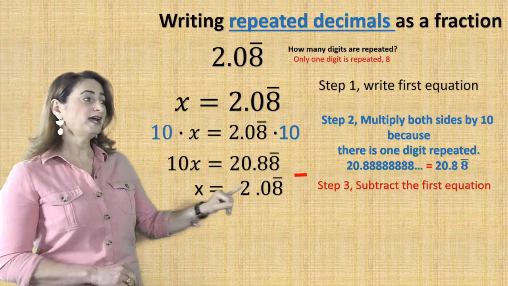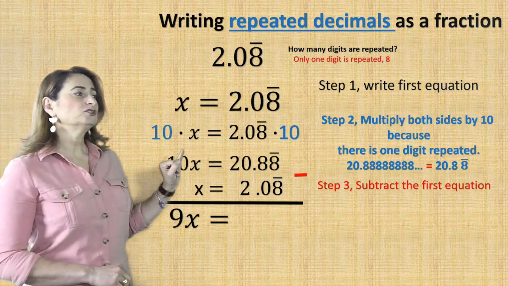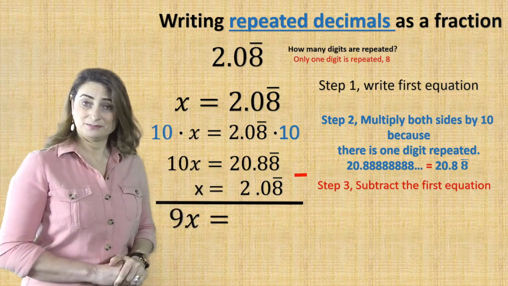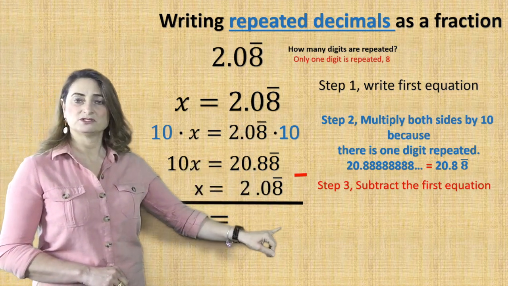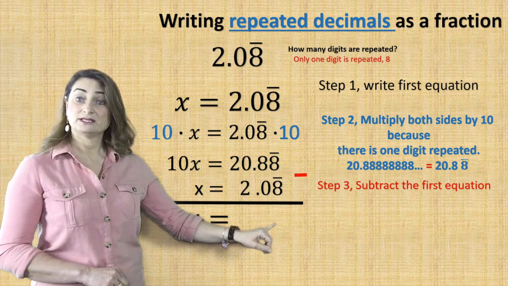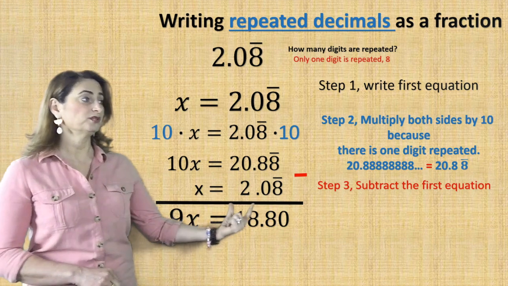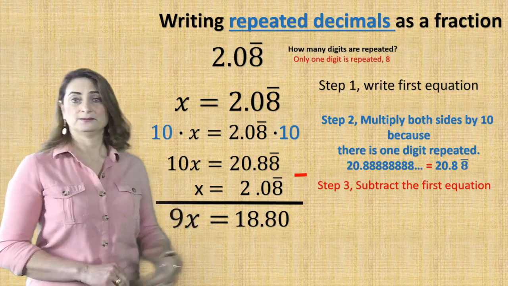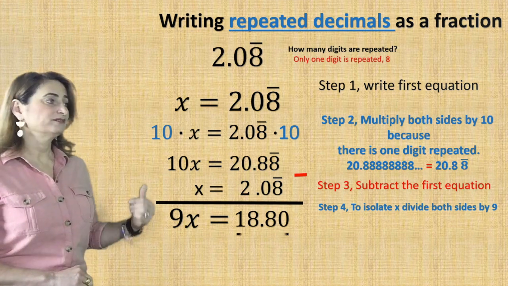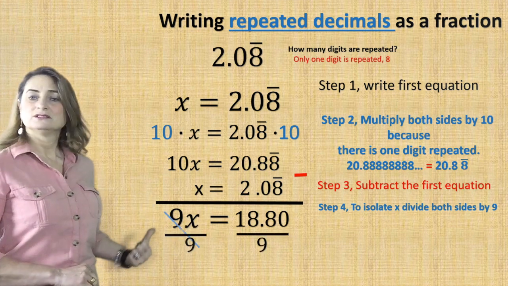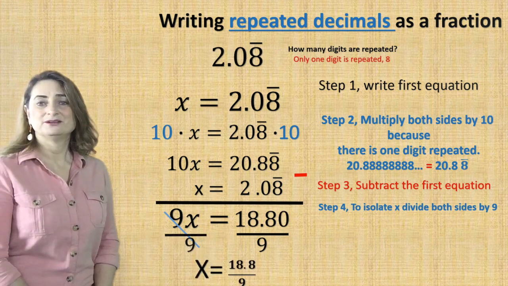When you subtract those equations, 10x minus x is 9x, and 20.888 repeated minus 2.08 repeated. Watch how the 8 repeated and the 8 repeated gives you 0, but 8 minus 0 is 8. Bring the decimal down, and 20 minus 2 is 18. So you end up with 18.8. Now, step number 4 is to isolate the x. So divide both sides by 9. You end up with x equals 18.8 divided by 9.